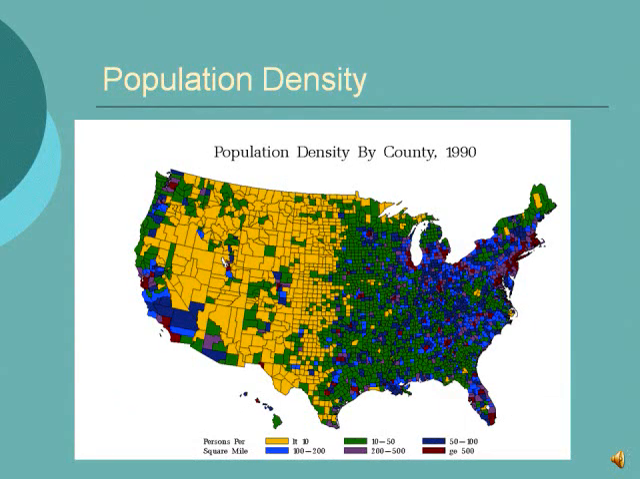All right, so what you're seeing here is population density by county. I want to point out at the bottom, let's look at our legend or our key, persons per square mile. If it is less than 10 people per square mile, it's going to be yellow. If it's between 100 and 200, it's going to be blue. 10 to 50 is going to be green. 200 to 500 will be purple. 50 to 100 people per square mile will be dark blue. And then greater than 500 people will be the dark red.